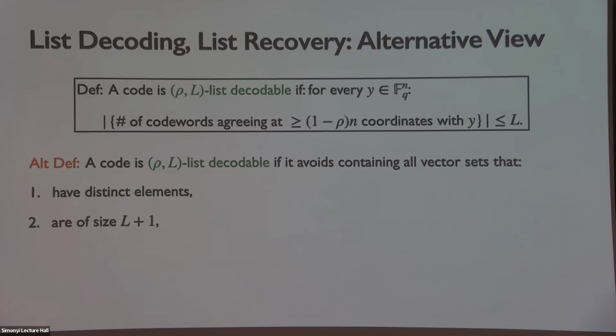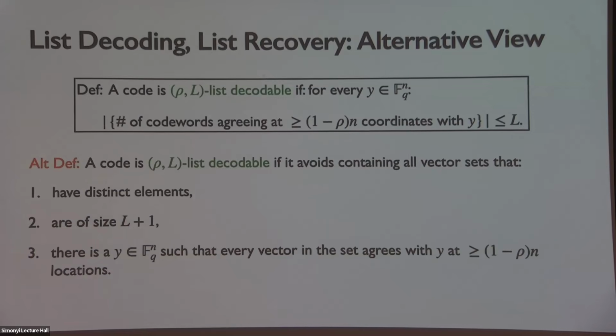The second is that they will have to be of size L plus 1. This is the same as here. The third property is the most important one. It says that there is a center Y such that every vector in this set agrees with Y at a lot of locations. So these are going to be my bad vector sets. That's why I talked about them as a bad code word in the previous thing. So it's an alternate definition. It's equivalent to this thing.